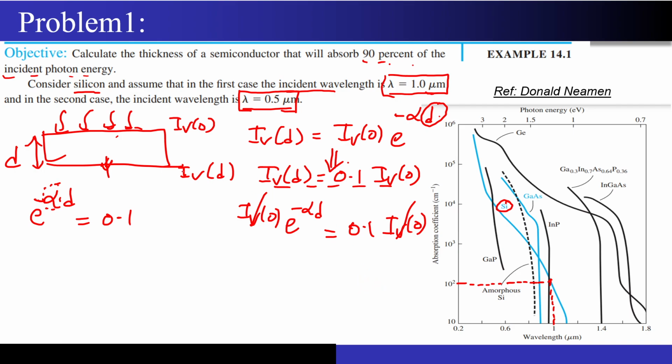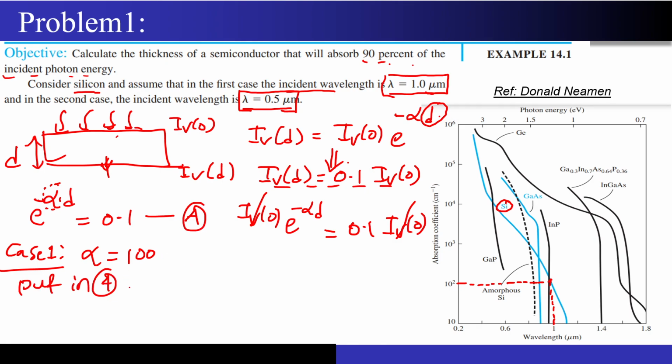So what does this mean? The absorption coefficient I have found out. So let me just write it. For case 1, my absorption coefficient alpha is equal to 100. Let me write this as equation number A. The moment I know the alpha, it is easy for me to find the value of d. So now let's see what happens. If I just substitute, it will become e to the power minus 100d is equal to 0.1.